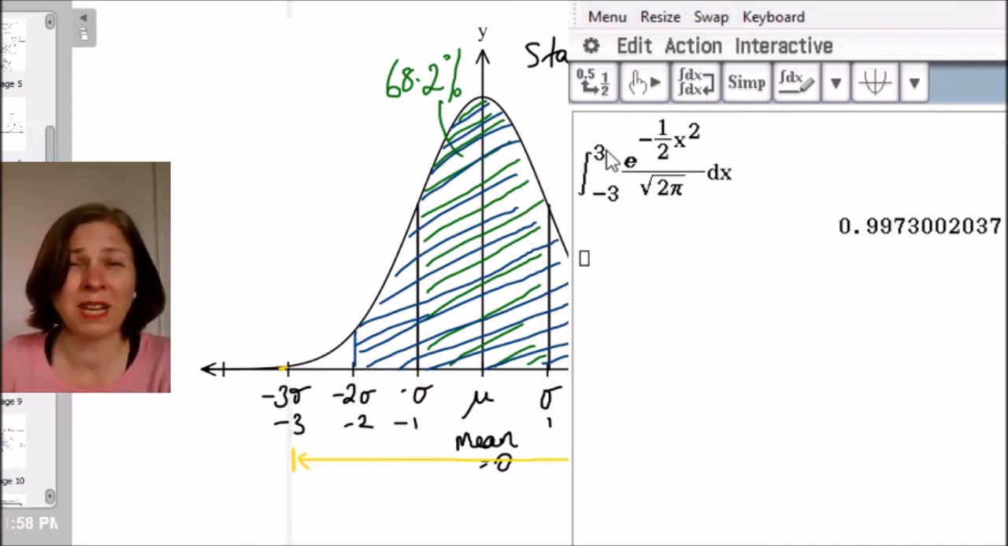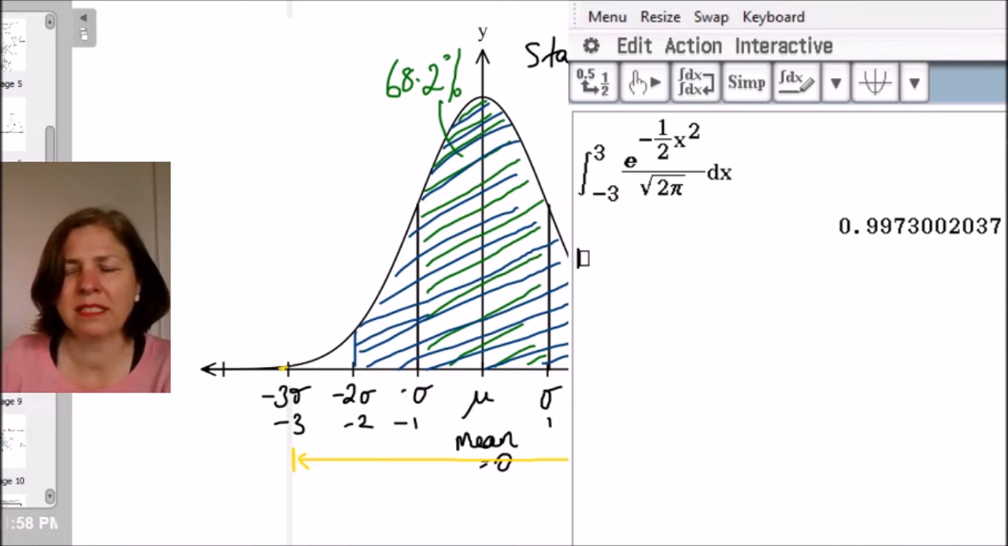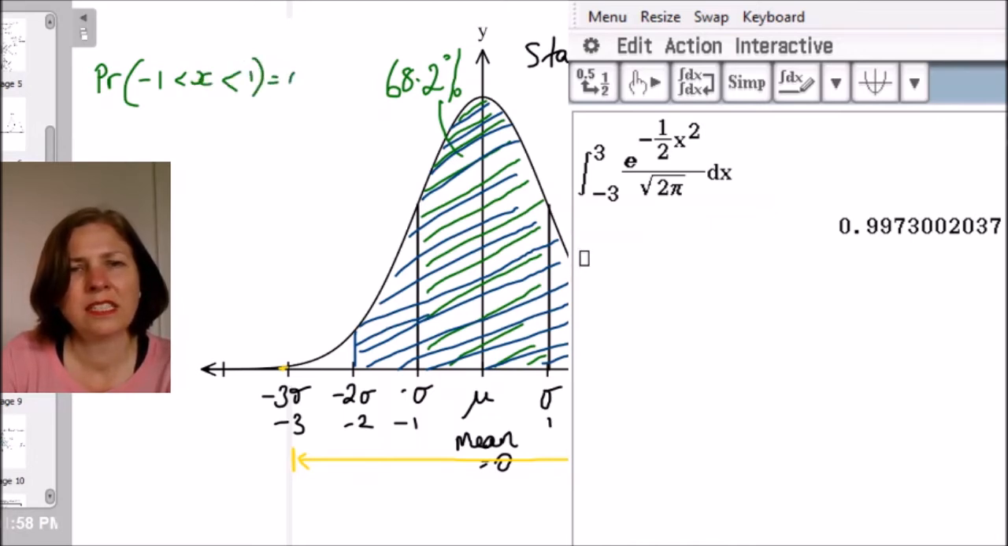0.997. So to 2 decimal places, it would round up to 1.00, but it's not exactly 1. So let's go to 3 decimal places, 0.997, or let's call it 99.7%. So what have we actually calculated here? Basically, what we've worked out is that the probability that -1 is less than x and less than 1 is 0.682.